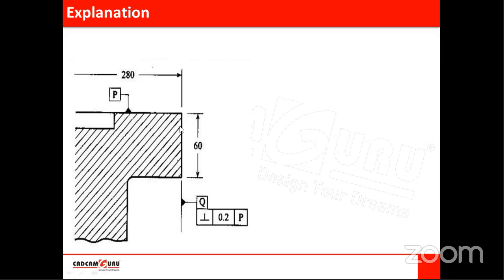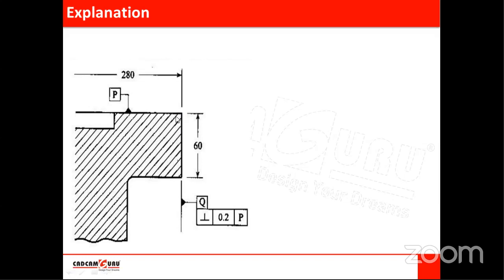So here, just imagine what the direction of deviation will be. We are expecting this surface to be perpendicular with this one. What will be the direction of deviation? This surface may get deviated in this direction. So this surface may have its orientation like this or like this also.